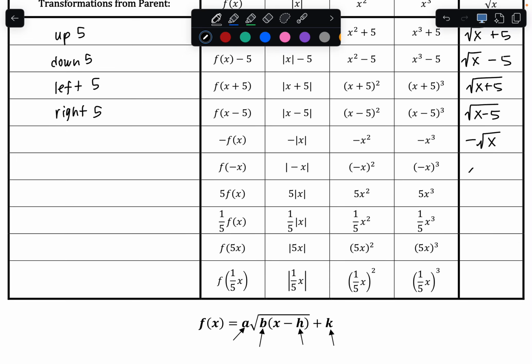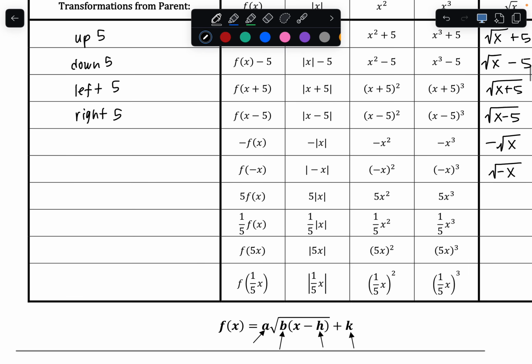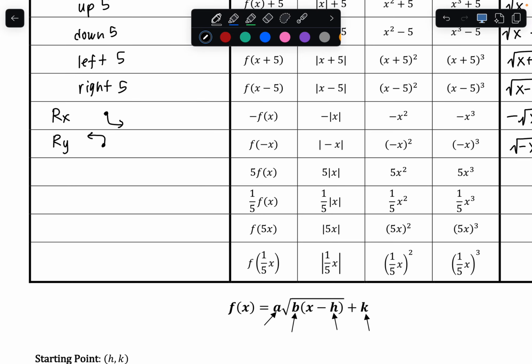And then a negative inside the square root would be the negative inside the parentheses. So outside is our reflection across the x-axis, and then inside is our reflection across the y-axis. So a reflection across the x-axis would make our square root function upside down, whereas a reflection across the y-axis would make it point left.